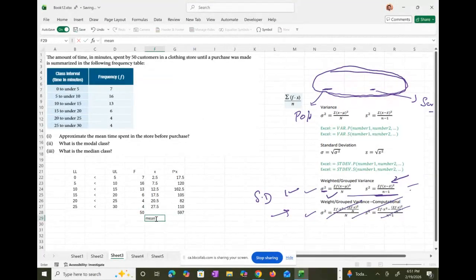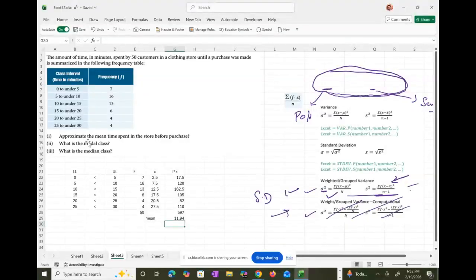Now mean equal to... it's automatically generating the formulas. A little too smart for me to handle, AI. Anyhow, the mean value comes out to be 11.94. So that is the mean time spent in the store before the purchase.